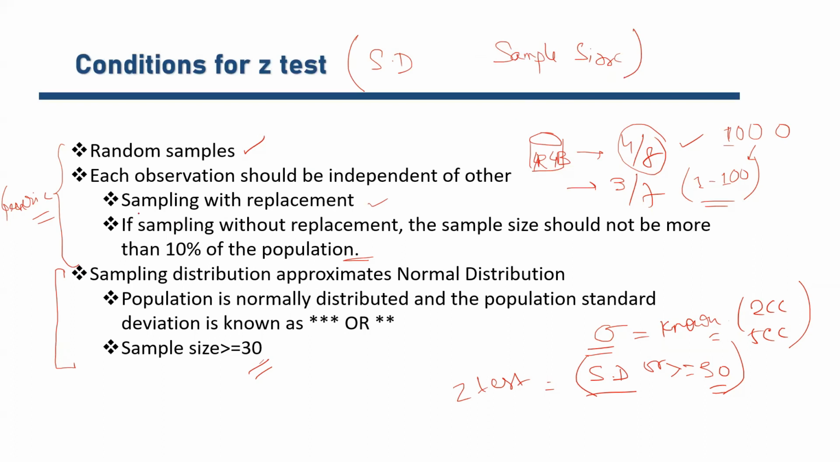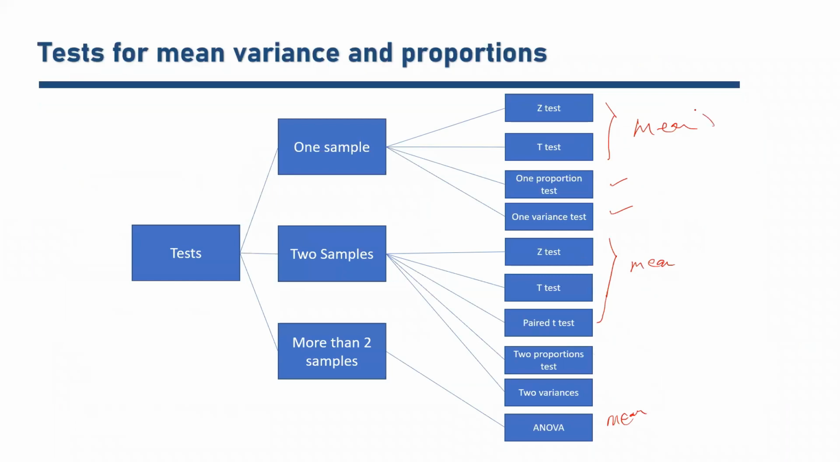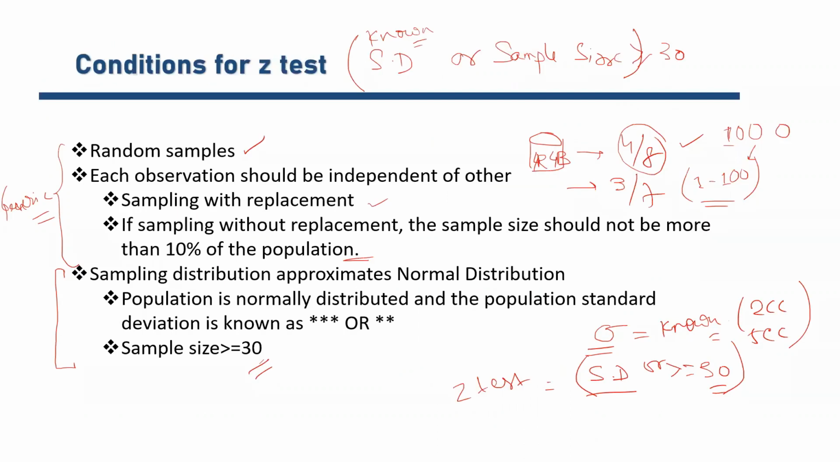You don't need to remember all these points. Just remember that if your standard deviation is known to you, or your sample size is greater than or equal to 30, in that case you will be using a Z test. Because you know that the Z test and T test are both for the mean. Then what is the difference? When to use a Z test and when to use a T test? You'll use a Z test when you know the standard deviation or the sample size is greater than 30.